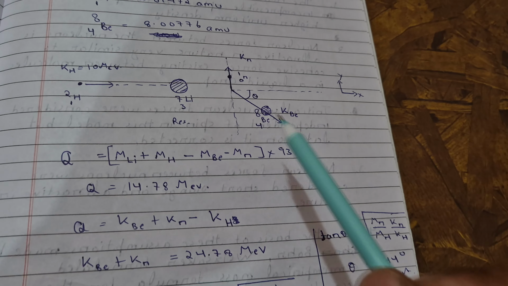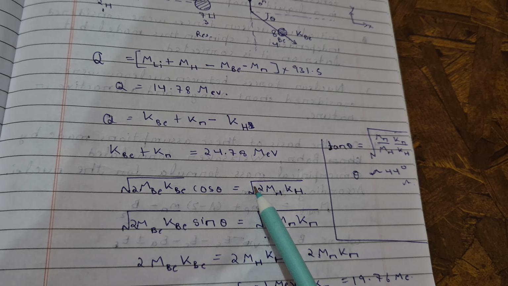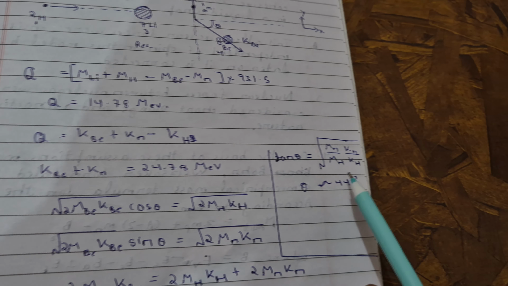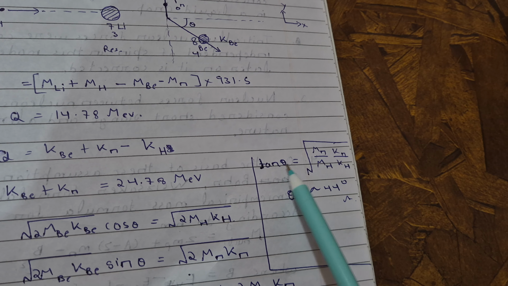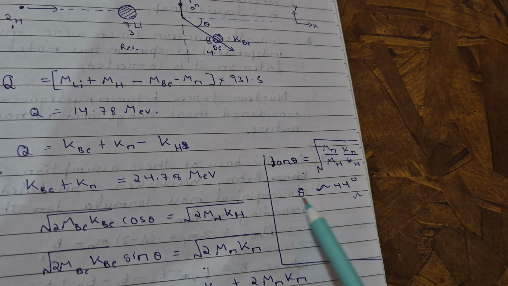And now if you need to find this theta angle, you just divide this equation by this equation, and you will get tan theta equal to mn by mH times Kn by KH. You have Kn, you have KH, mn and mH, so you can find theta, that came to around 44 degrees.